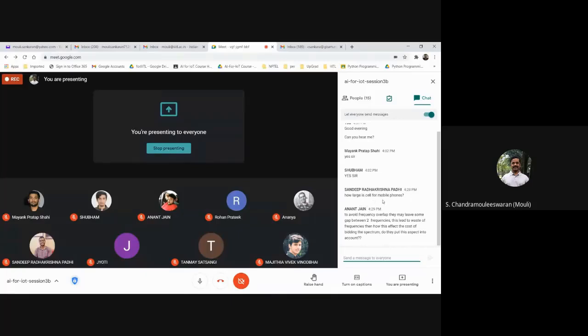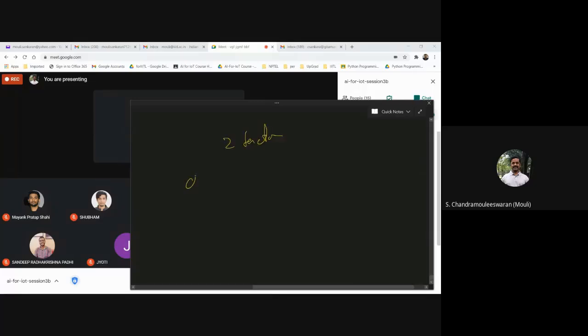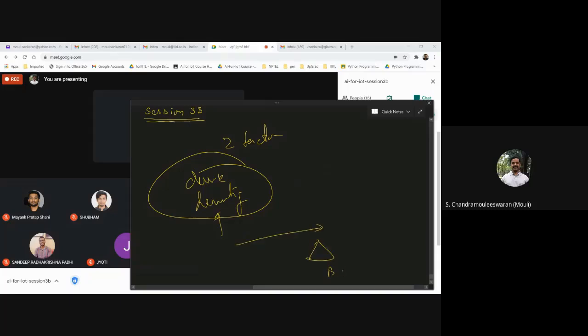How large is a cell for mobile phones? Okay. Let me tell you what happens in the mobile phone. It depends on two factors: device density, the number of users in a given area, and the distance between the base station. Now, these two are inversely proportional.